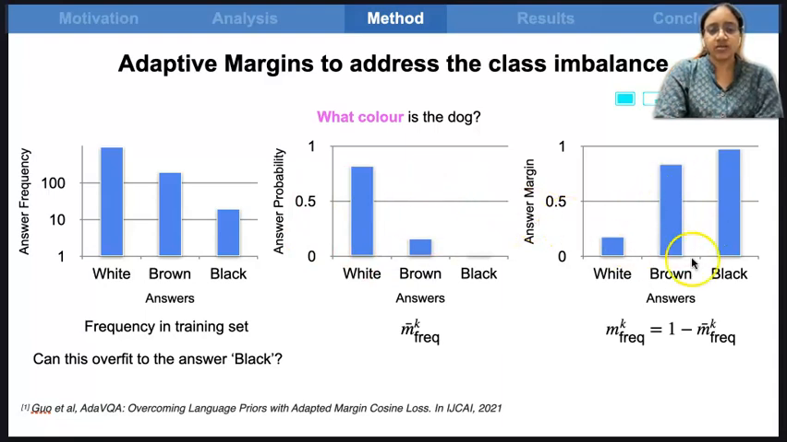Then we invert it by subtracting these probabilities from 1. So now the rarest color has the highest margin and vice versa. This is because the rare answers need to have a higher margin from the decision boundary than the frequent ones. We call these the frequency based margins.